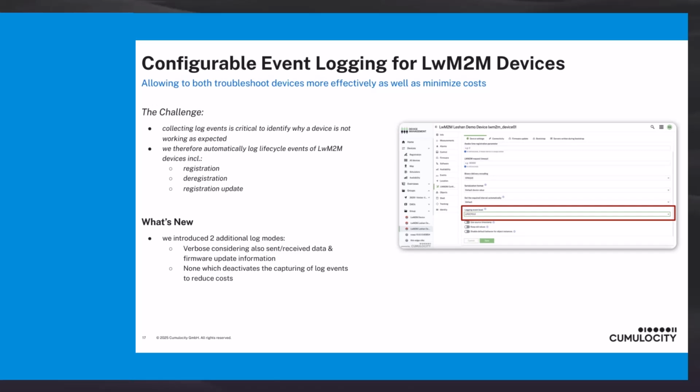With the new improvement, we introduced a configuration option for the event logging, allowing a more detailed logging that also includes information about the traffic, so data being received and sent, as well as firmware information, about the firmware update process on your device. But you also will have the option to turn off the event logging completely in order to optimize for costs, because they will incur MEAs. So you can also at the same time optimize for your costs.